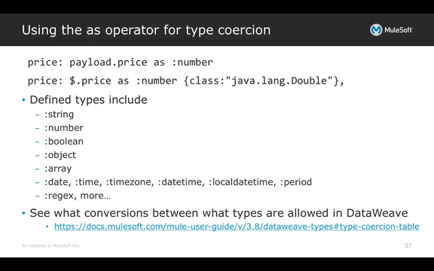The defined types include string, number, boolean, object, which would be one of your own types, array, date, time, time zone, date time, local date time, period, regex, and a few more. Once again, if you're interested in a lot of these different conversions, you should check out the DataWeave documentation, specifically the section around type coercion tables.